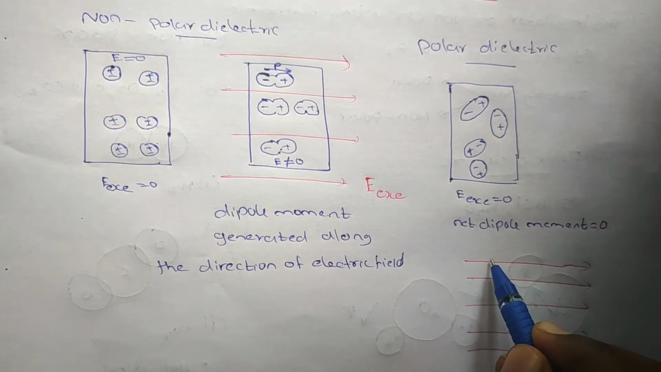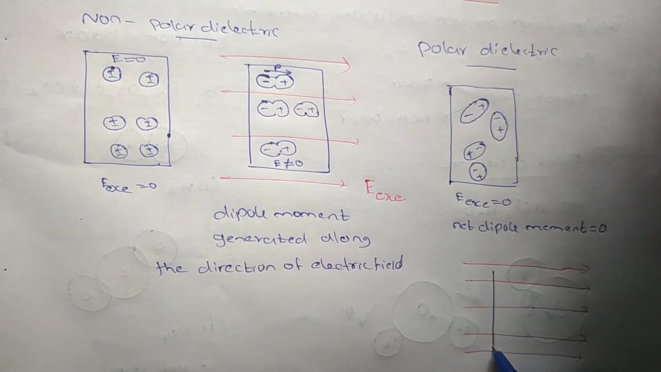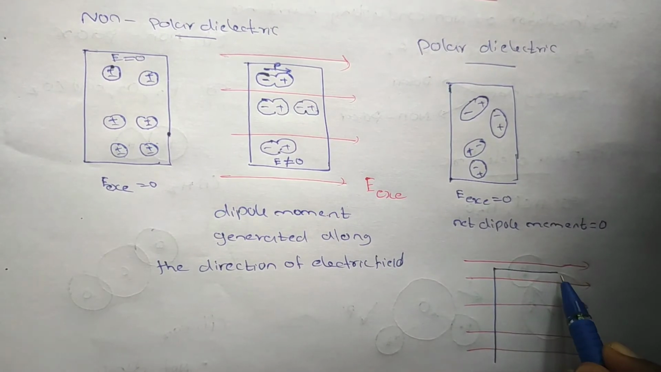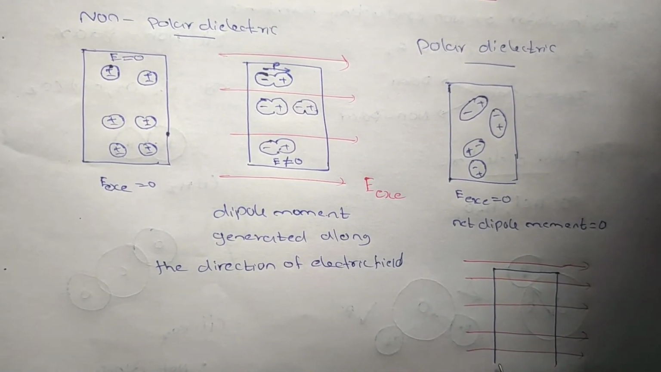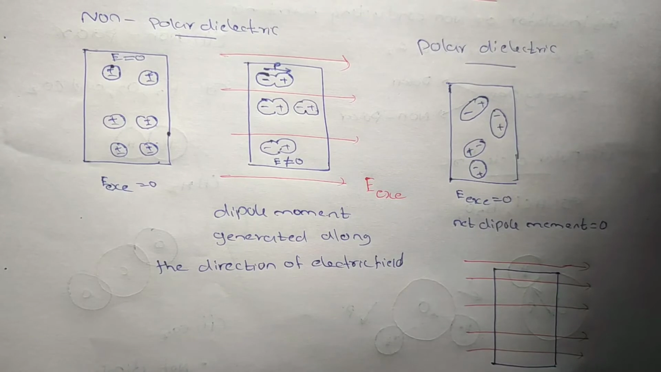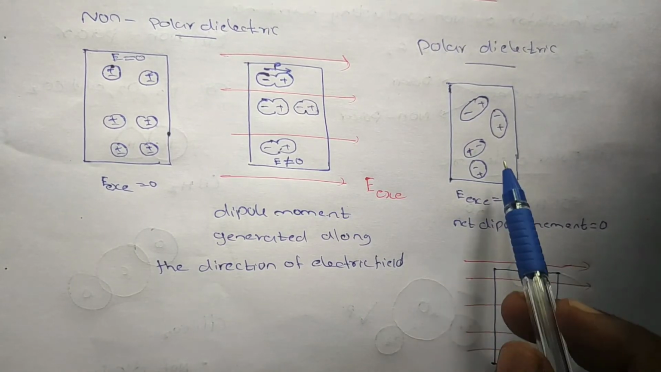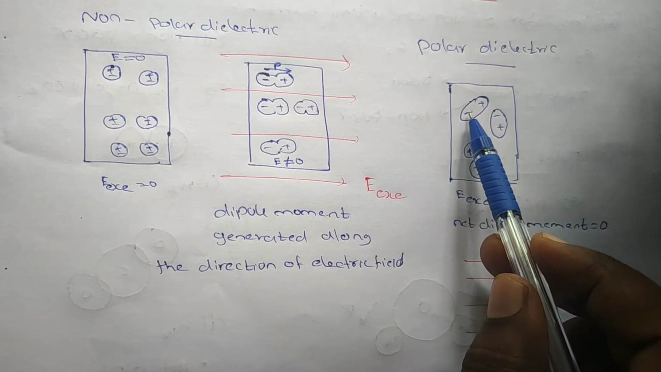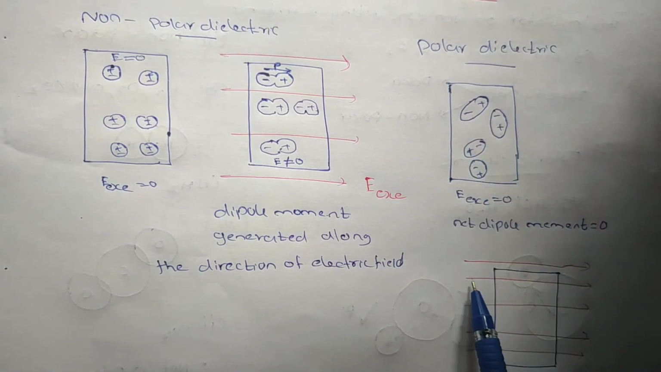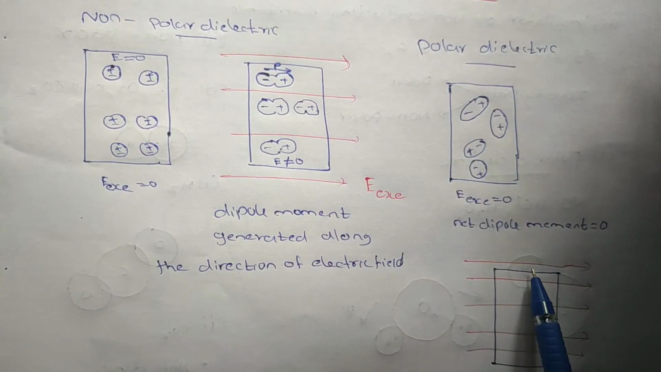So in that external electric field, a dielectric is to be placed. This dielectric is a polar dielectric. Clear? This is the external electric field. So what will happen? These molecules' negative centers are attracted towards this side, and positive centers are attracted towards this side.